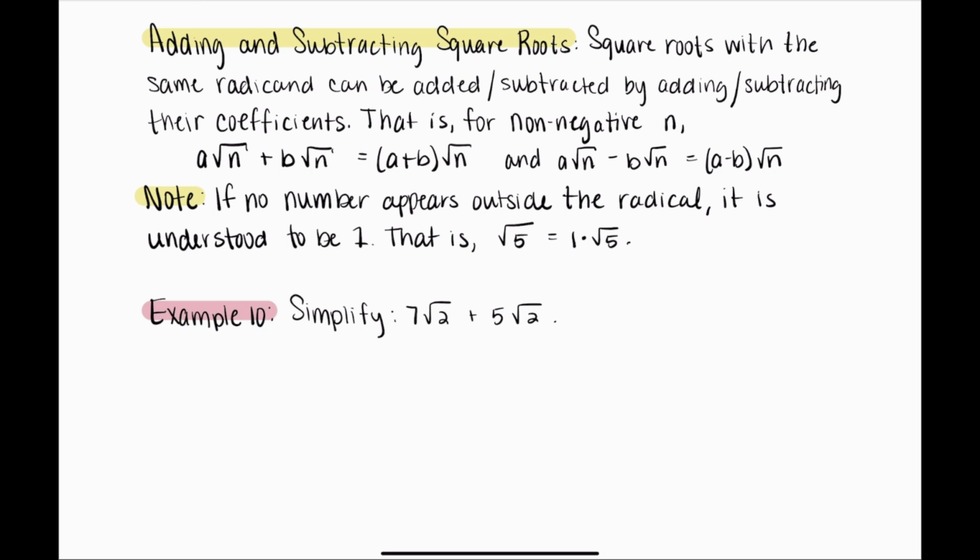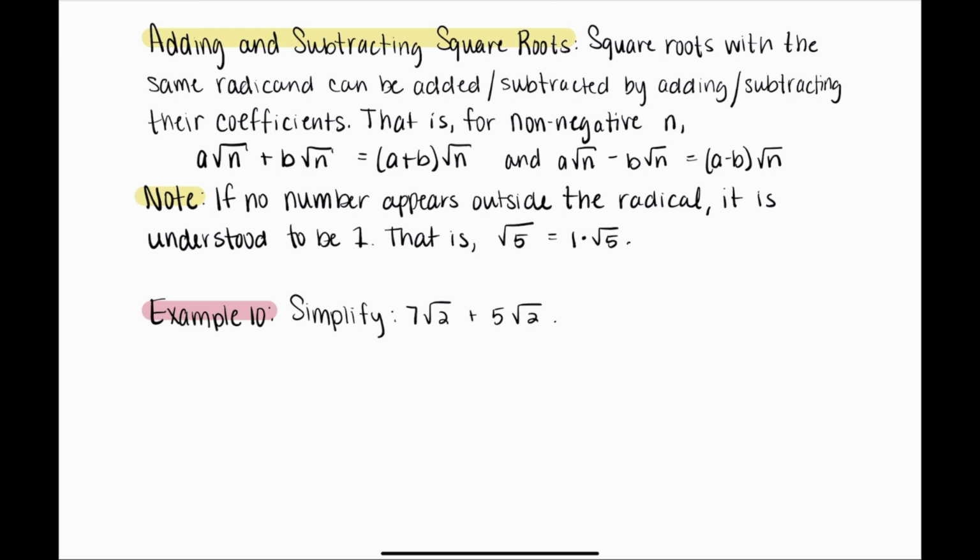One important thing to remember is that if no number appears outside the radical, it is understood to be 1. So, for a radical without a coefficient, the coefficient is considered to be 1. For example, the square root of 5 is the same as 1 times the square root of 5.